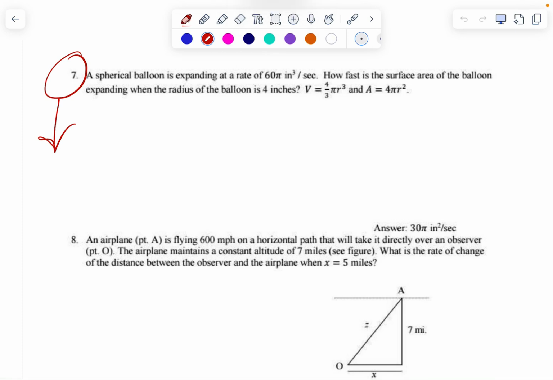And expanding. We kind of talked through how this works. It says, how fast is the surface area of the balloon expanding when the radius is 4?